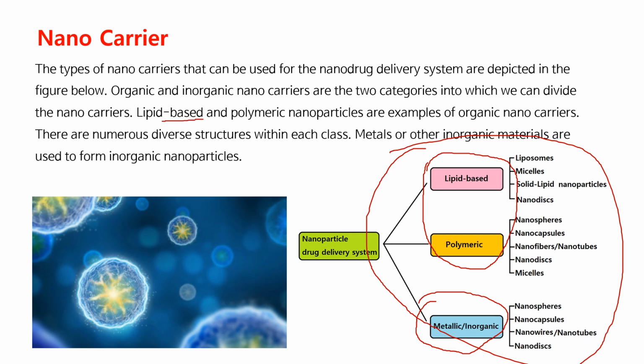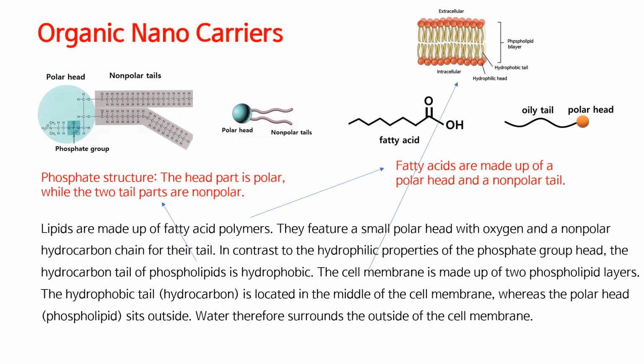Lipid-based and polymeric nanoparticles are examples of organic nanocarriers. There are numerous diverse structures within each class. So nanospheres, nanocapsules, nanodiscs, so various types of nanocarriers. Metals or other inorganic materials are used to form inorganic nanoparticles. Let's first see the organic nanocarriers.